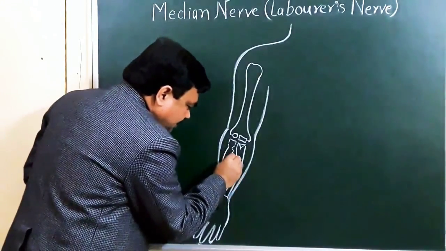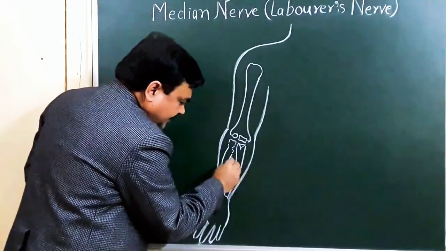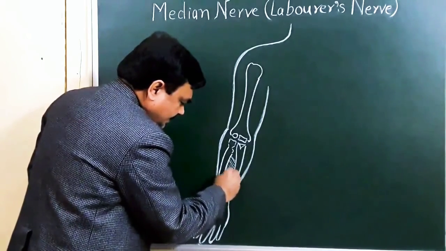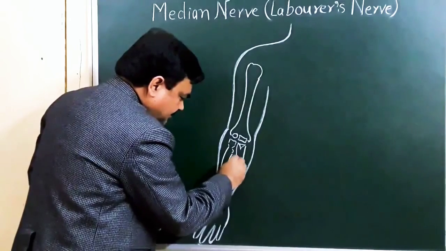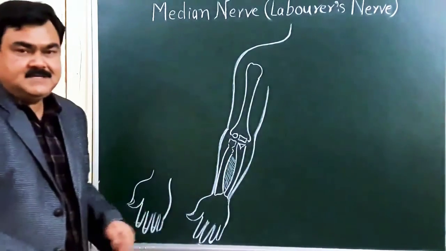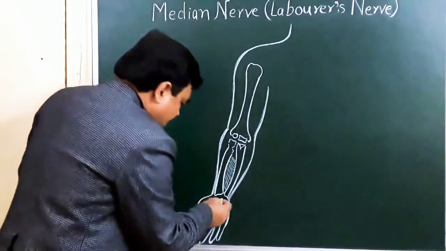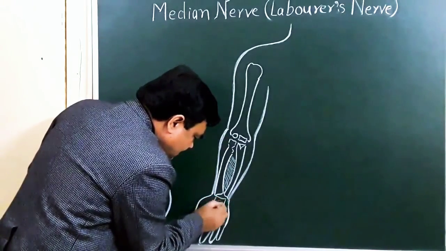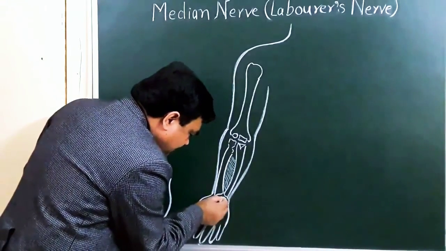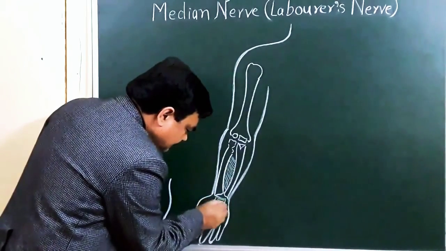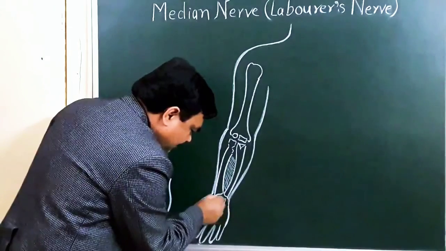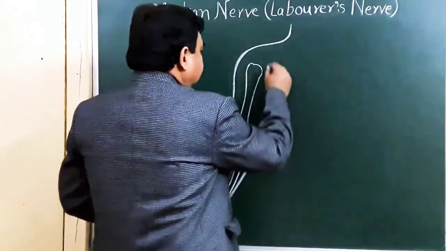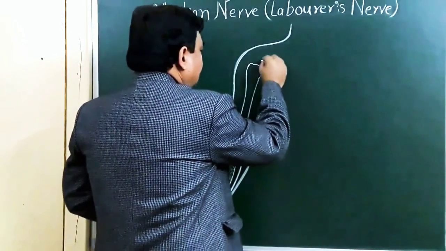Here is the interosseous membrane. It connects the interosseous border of the radius and ulna. And here is the position of the flexor retinaculum. This is the flexor retinaculum. This is the scapula.